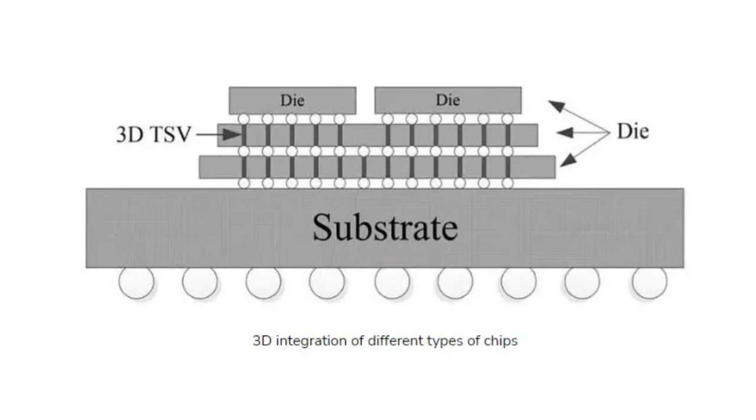3D packaging. 3D packaging takes chip stacking to another level by vertically stacking multiple layers of chips or chiplets. This approach significantly increases the integration density, allowing for more complex systems in a compact form factor.